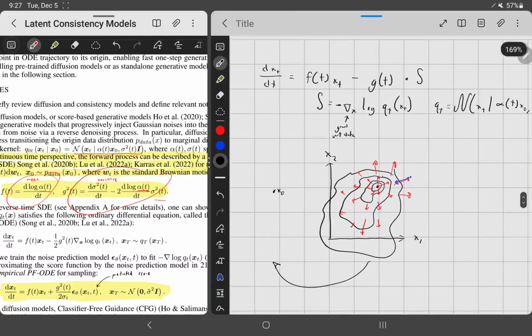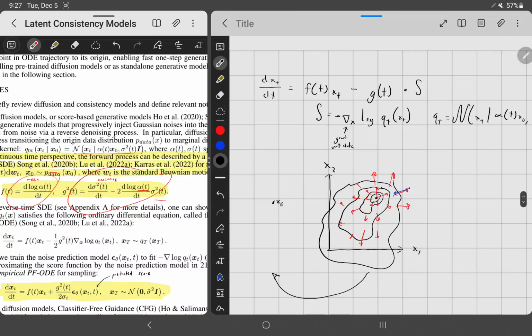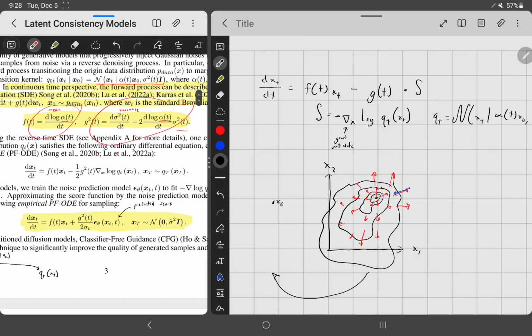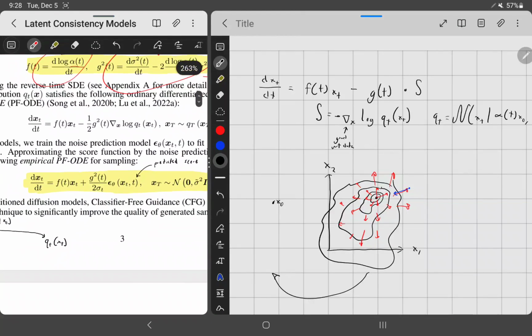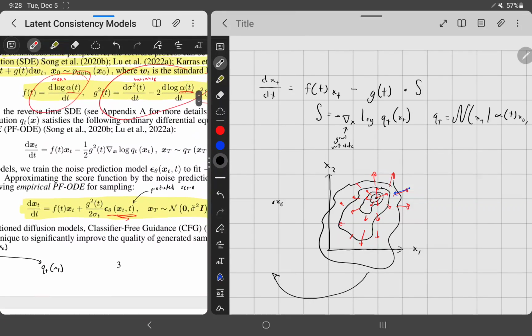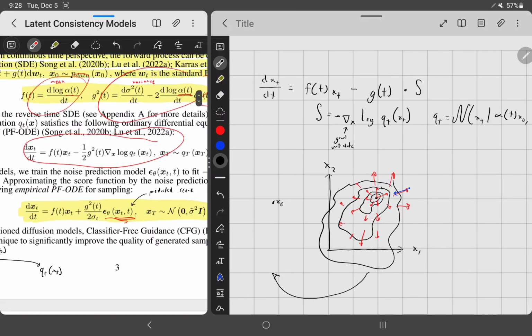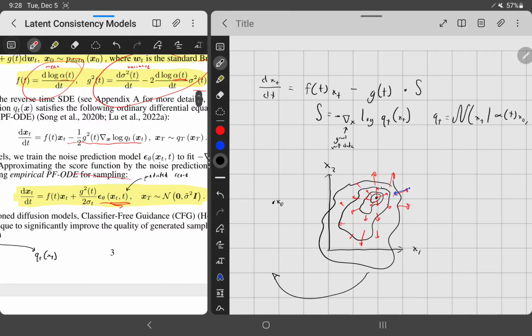Now, this isn't actually how you do it. You can train a model to directly predict the score, but there's a reformulation where you have it predict the noise, which is nice to have. So this is just a reformulation. You go from the score formulation here to this formulation here with the noise. They're the same equation. You can define the score in terms of the noise, and there's a proof for that if you want to see it in that paper I showed earlier.